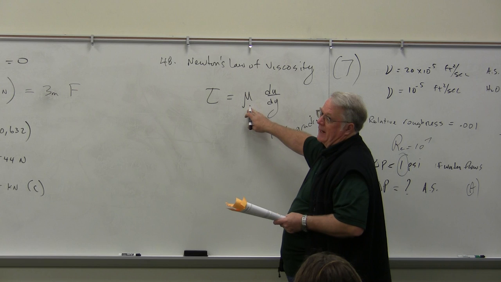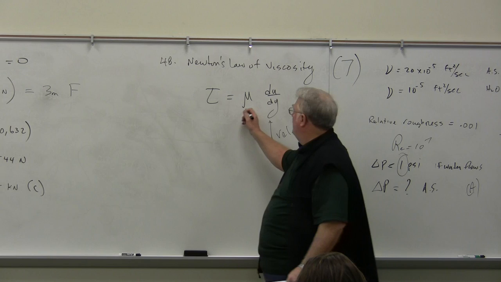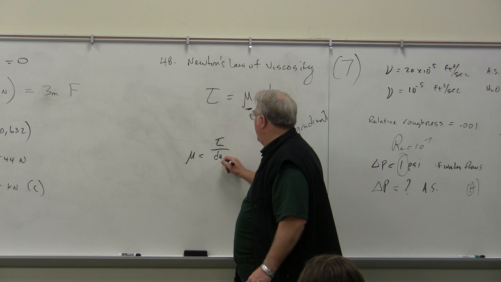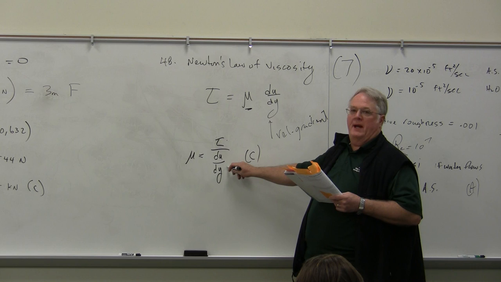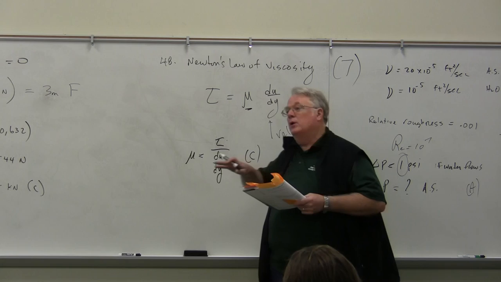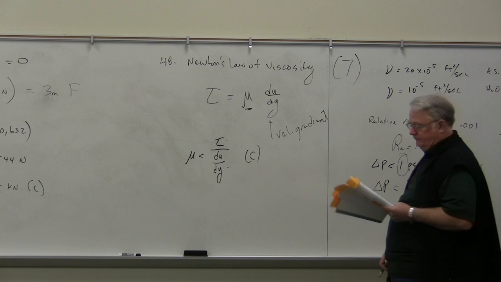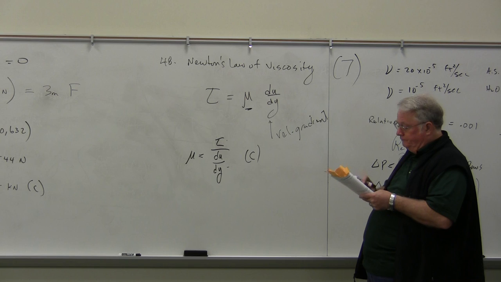Mu is the coefficient of dynamic viscosity, tau is shear stress. Okay? So, if I solve for the coefficient of dynamic viscosity, it's shear stress divided by velocity gradient. And look at answer C. It's the ratio of the shear stress to the rate of shear deformation, which is what du dy is. It's how the water is deforming, being caused by the shear stress. So the correct answer there is C. Sometimes I'll throw questions like that in there.